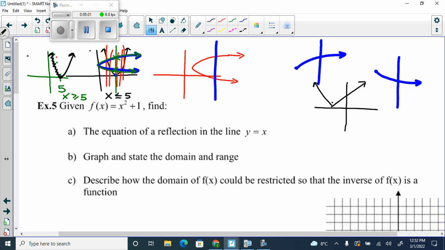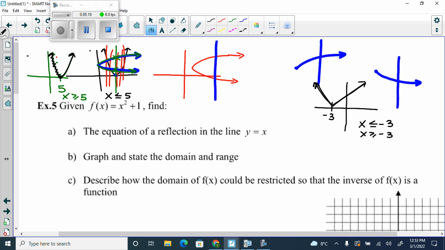But say this is -3. How can I restrict the original domain so that the inverse would be a function? Well, I could say x has to be less than or equal to -3, or I could say x is greater than or equal to -3, and I would keep this arm or this arm, correct? And then when I draw it, it passes.